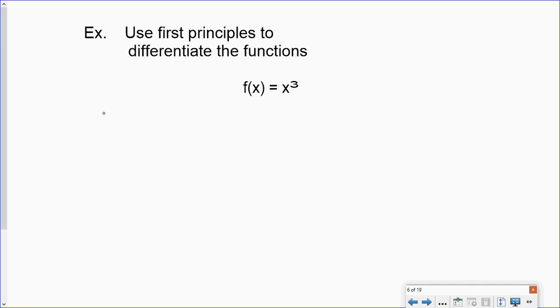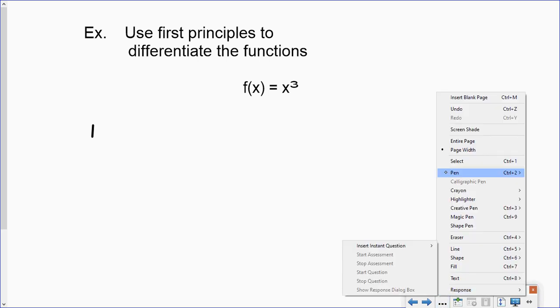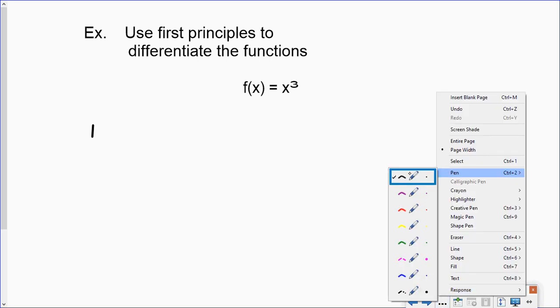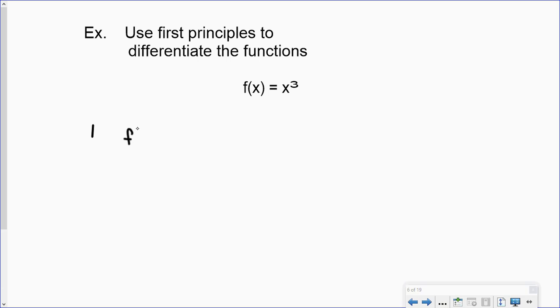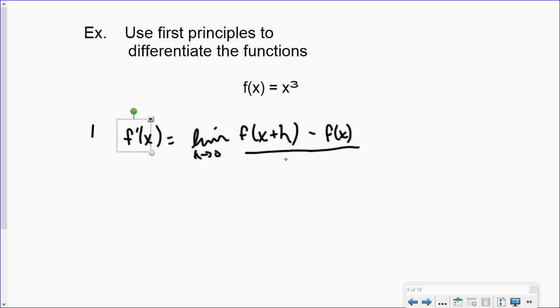So I'm going to find the derivative. Always just start with the definition. Then I apply my function, and that'll be x plus h to the power 3 minus my original function. Now I have to expand.